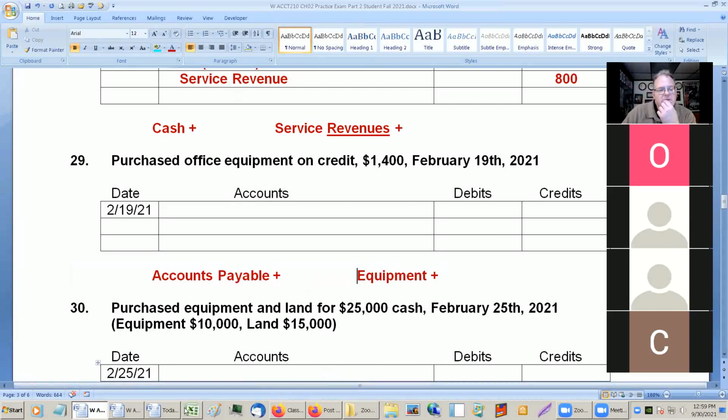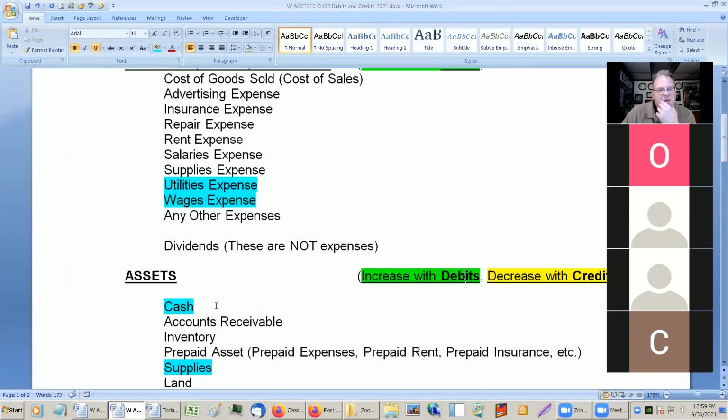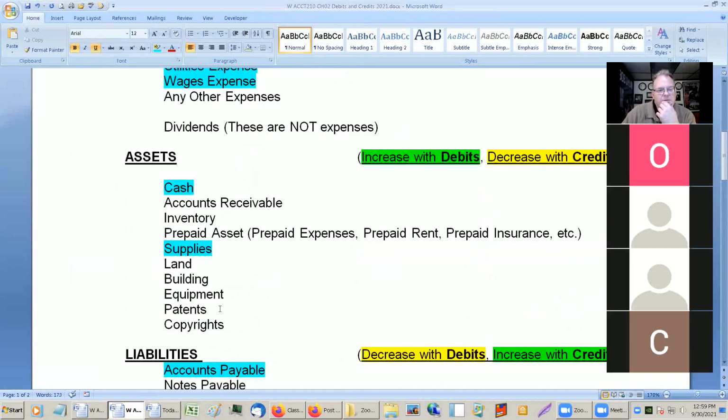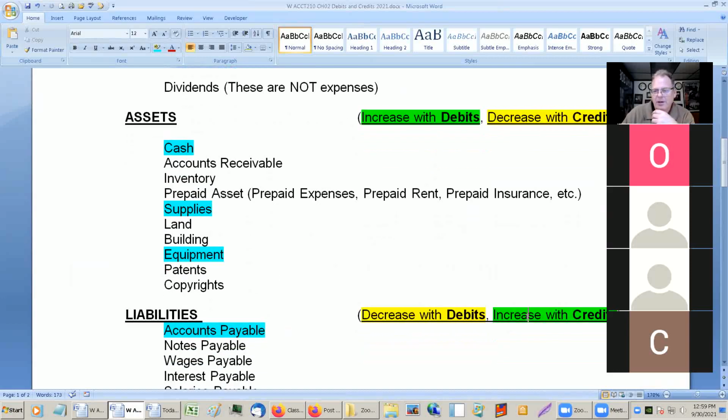Okay, so accounts payable. Equipment going up, debit. At this point, you can stop. You know what the accounts payable is going to be. Credit. So equipment, debit.